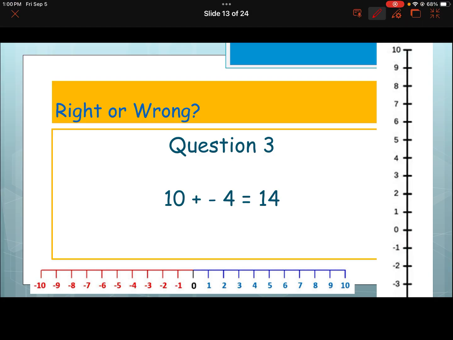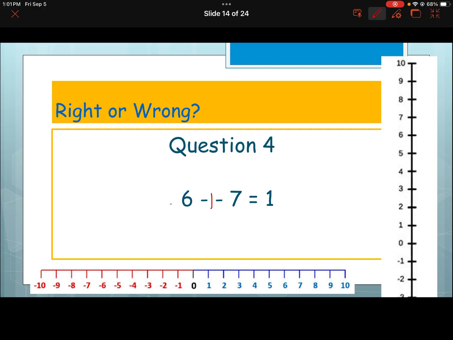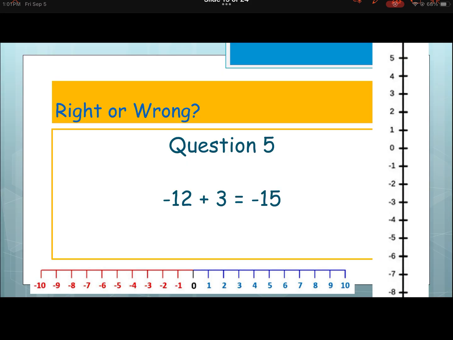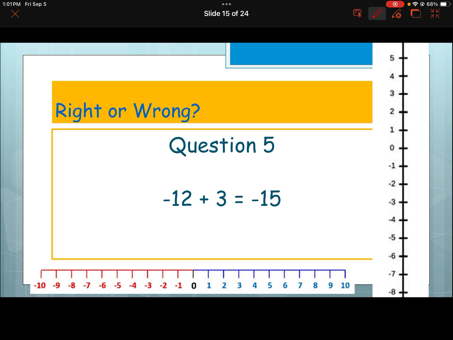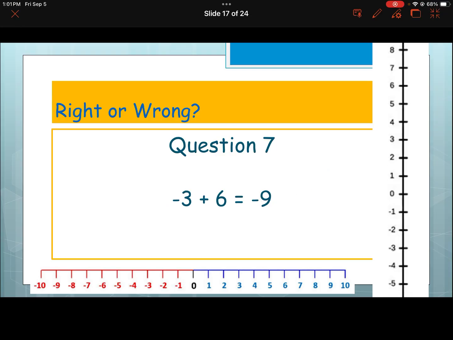This one is wrong because that's a 10 minus 4, so that'll get you 6. This one's wrong because it's 6 plus 7, which is 13. This one is -12 plus 3, so that's actually going to be -9. This one's going to be 8 minus 10, which is -2, good. -3 plus 6. You can see why people make this error, but it's actually 3.